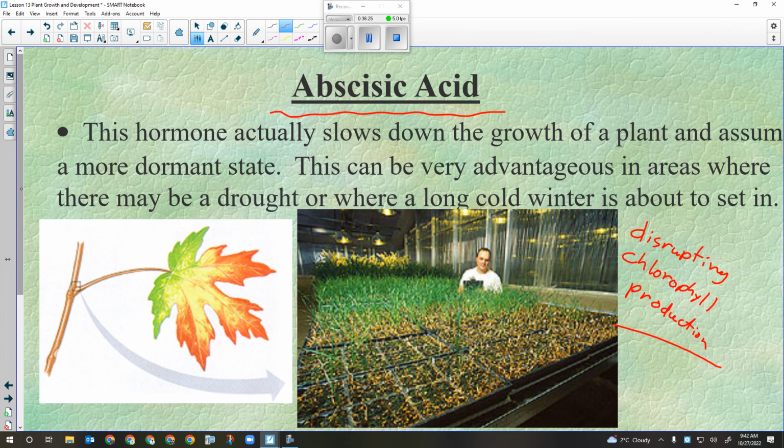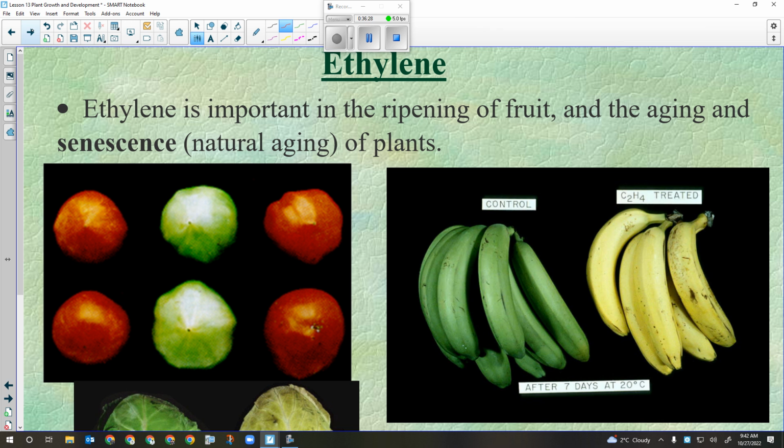that. All right. And then ethylene. Okay, so ethylene is a gas. And it's produced generally by the sepals. The sepals are the little leaves that you see at the base of a flower. They're green still, okay? They're leaves, but they're the base of a flower. So they produce this gas. And what it causes is the ripening of fruit. And the natural aging of a plant.